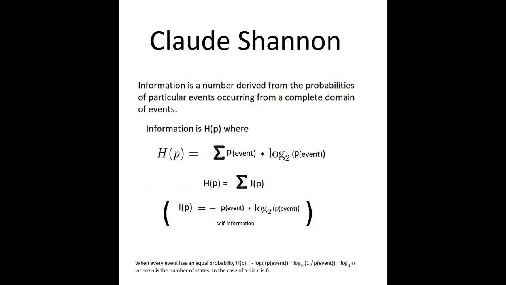Let us begin explaining the concept of information. There exist several different mathematical definitions, all aiming in the same direction. Here, Claude Shannon's is used. Information is a number derived from the probabilities of particular events occurring from a complete domain of events. Further on, the definition will be refined, but this suffices for now.